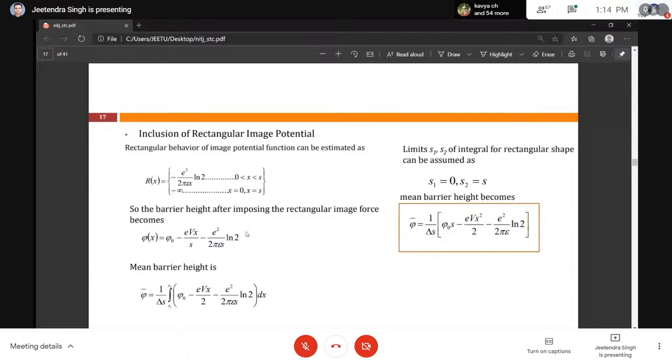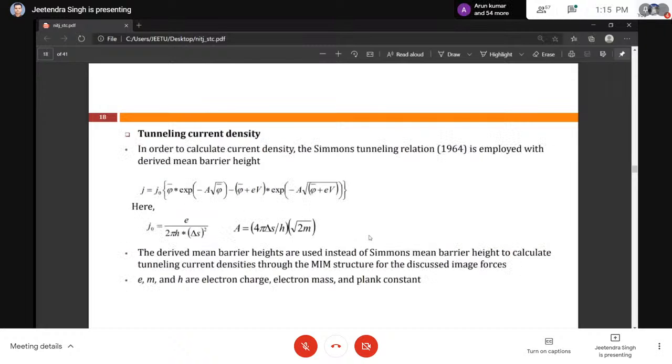We just ignore all the other parts, and we include only the rectangular part at the barrier. So the rectangular part is considered, and the value of S1, as you know, is 0, and S2 is equal to S for the rectangular barrier, because there is no other part.